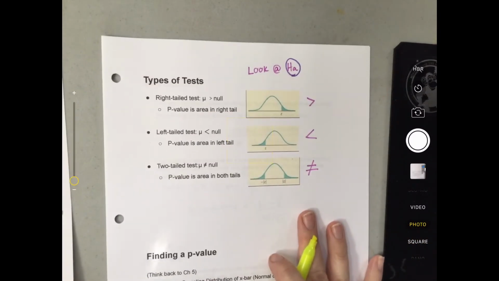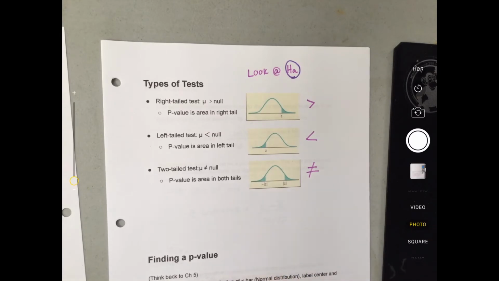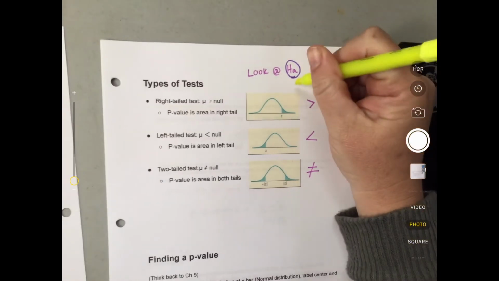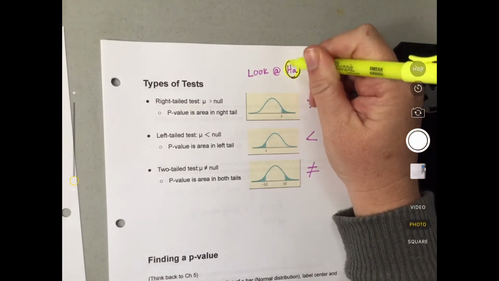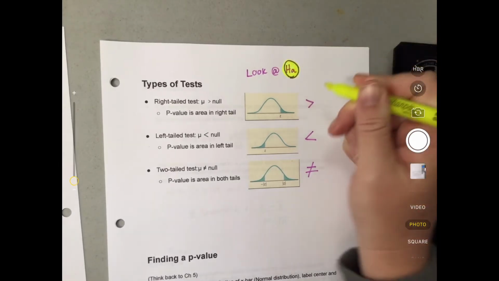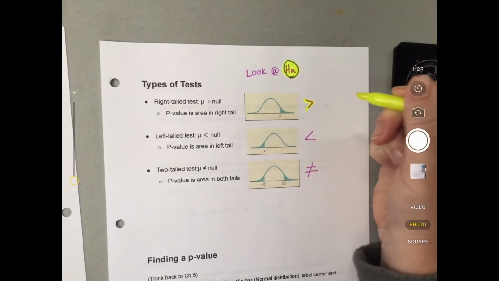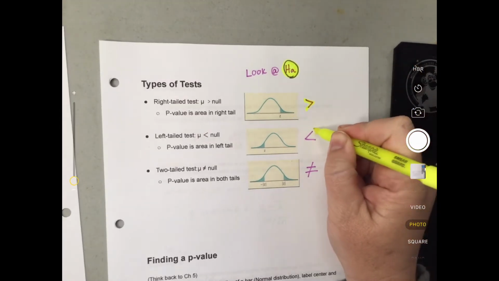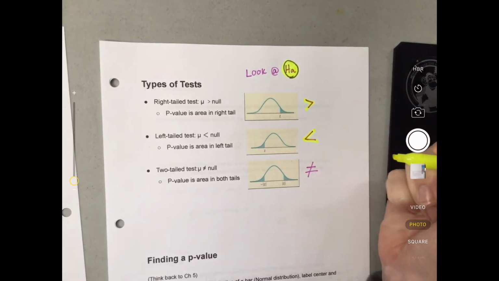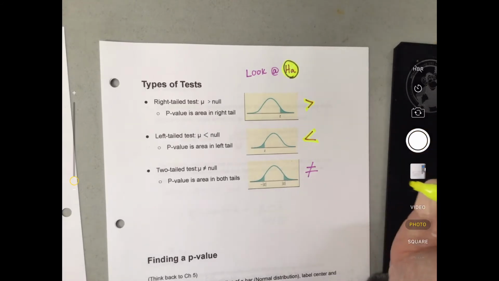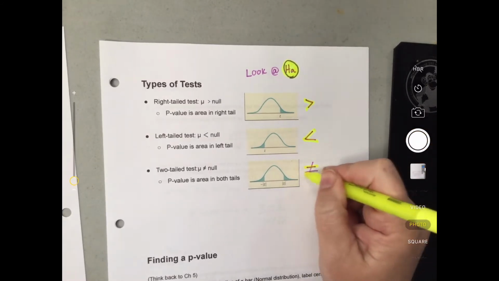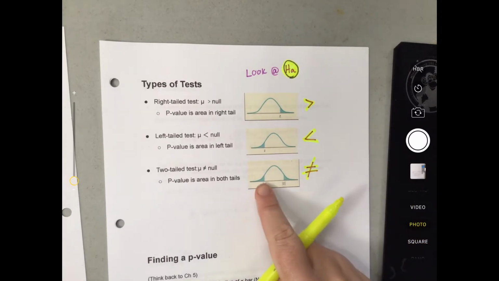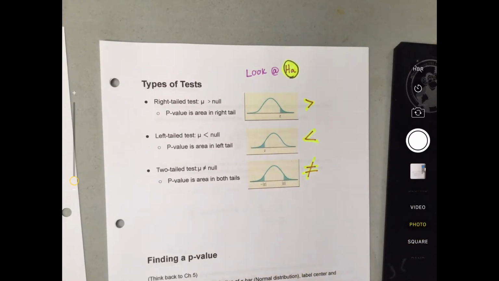Just as a reminder, you know what type of tail test you are conducting by looking at the alternative hypothesis. If the alternative hypothesis has a greater than sign, it's going to be right-tailed. If it has a less than sign, it will be left-tailed. And if it is not equal to, it's going to be a two-tailed test.